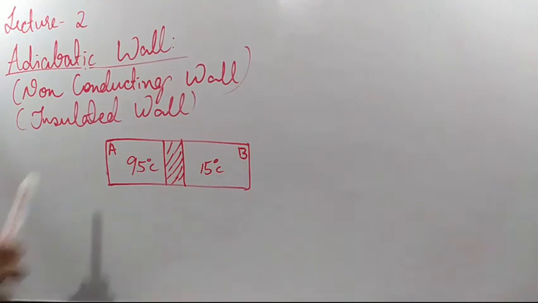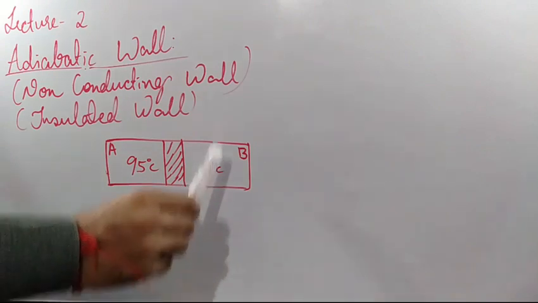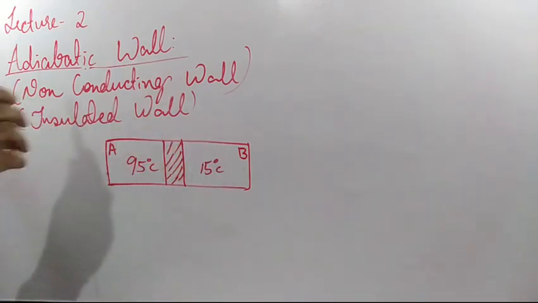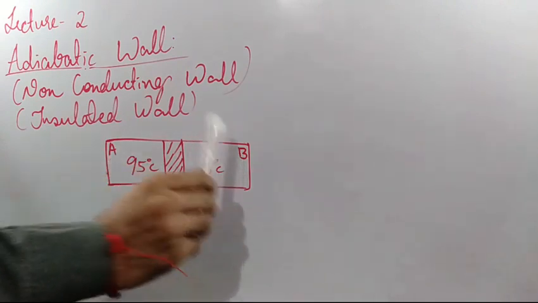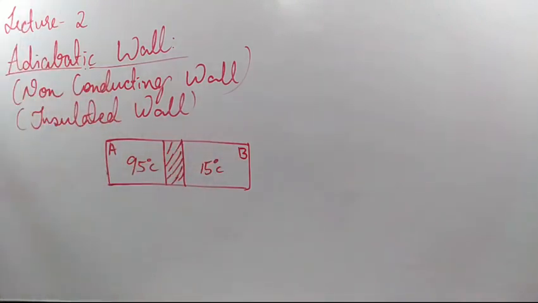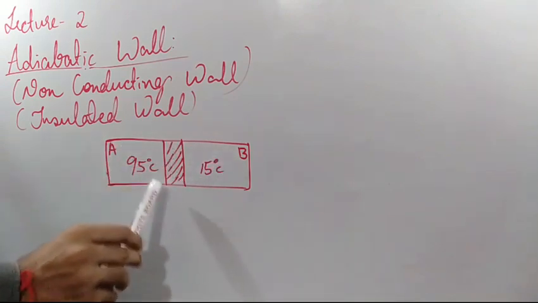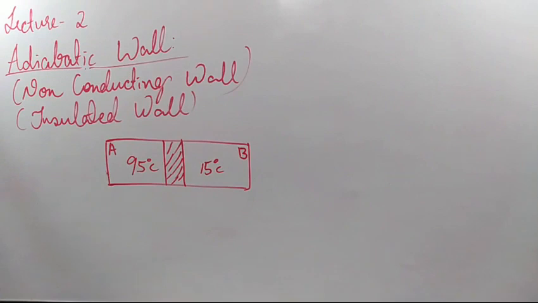Now, adiabatic wall means that wall is non-conducting. Here we read 95 degrees Celsius, here 15 degrees Celsius. Even though a temperature difference is there, heat doesn't flow from system A to system B. Why? Because in between system A and system B we have an adiabatic wall, which is a non-conducting wall. Heat doesn't flow from one part to another part. So this is about what we know as an adiabatic wall.